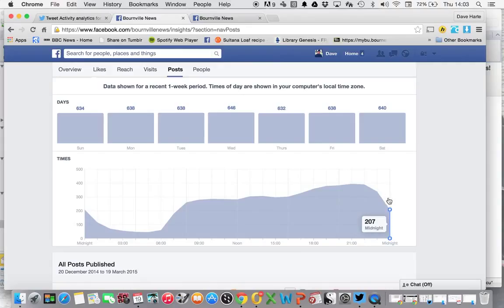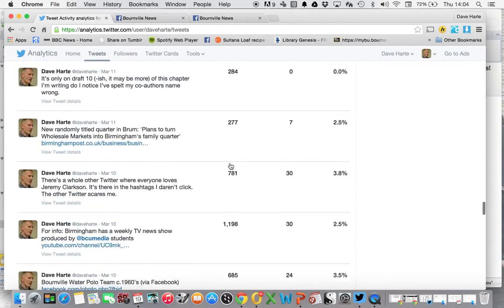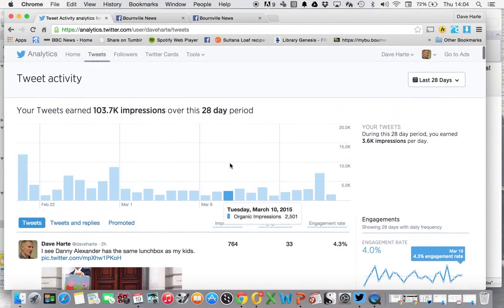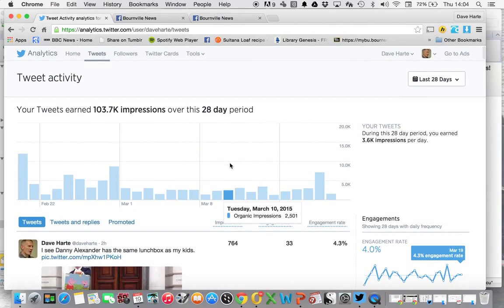Actually, I have a habit of posting at silly times. So sometimes it's nearly midnight, or sometimes it's 7 in the morning, but there's fewer people looking at that stage. Now, unfortunately, Twitter doesn't quite offer you the same curve, but the curve's probably going to be close to that.